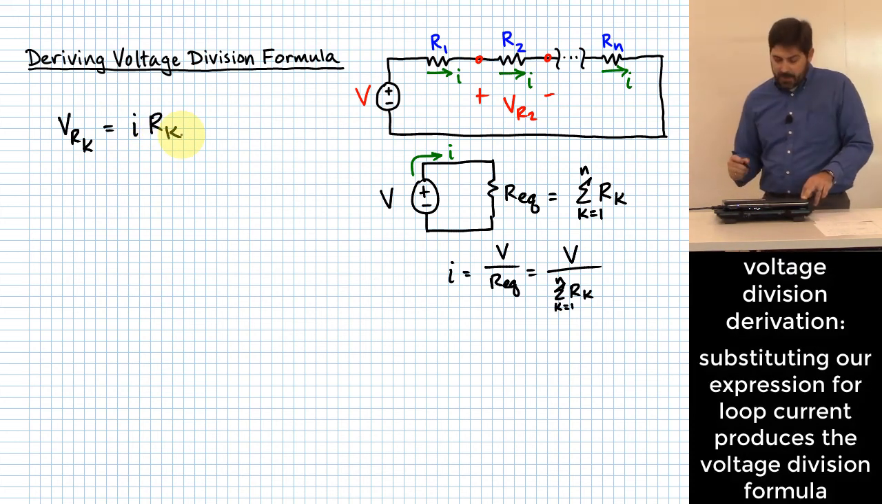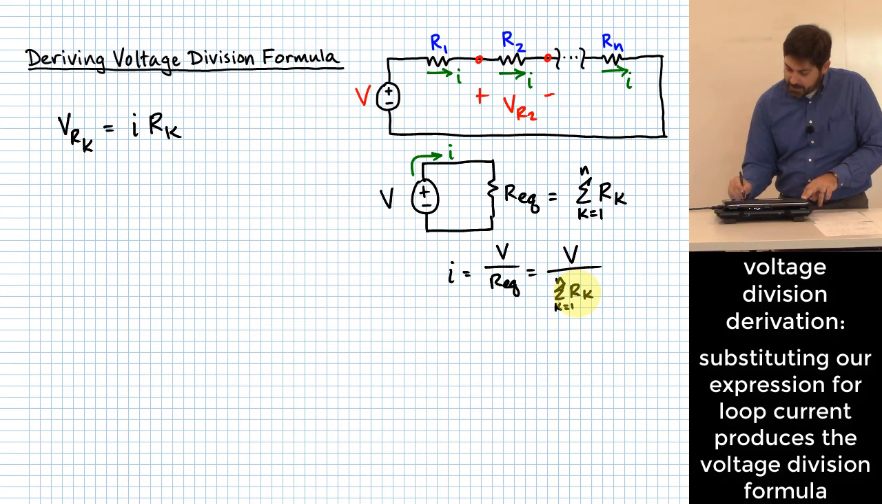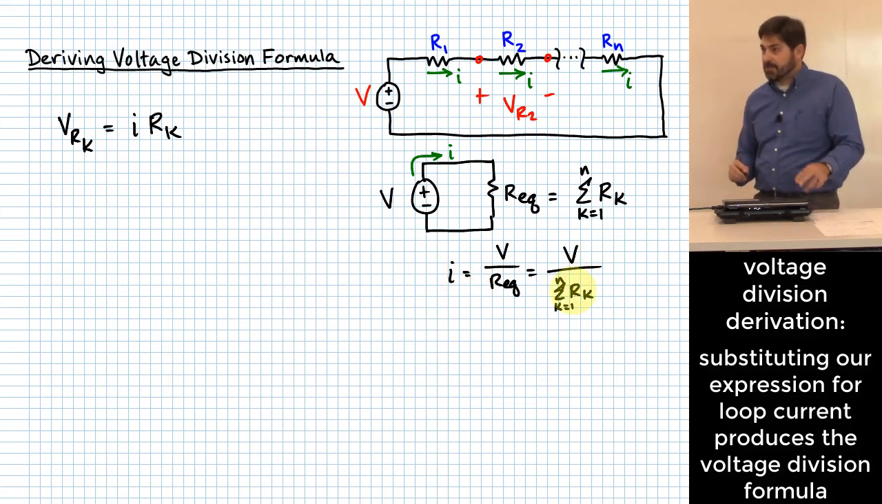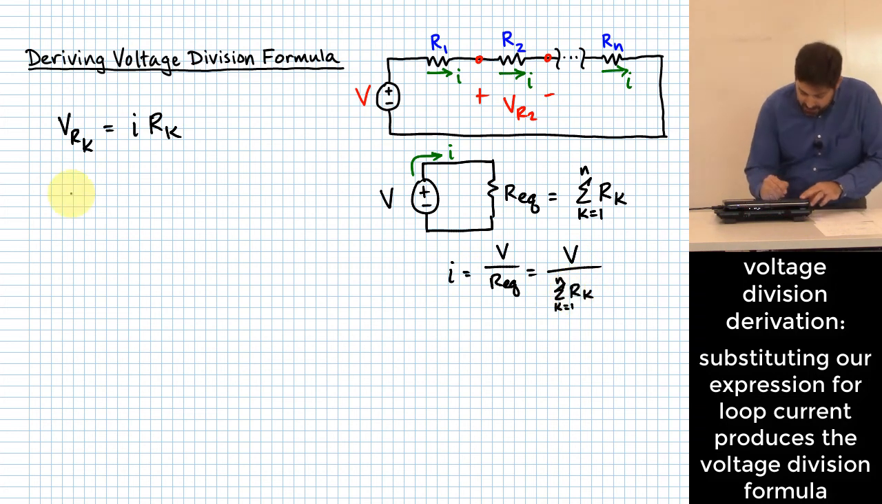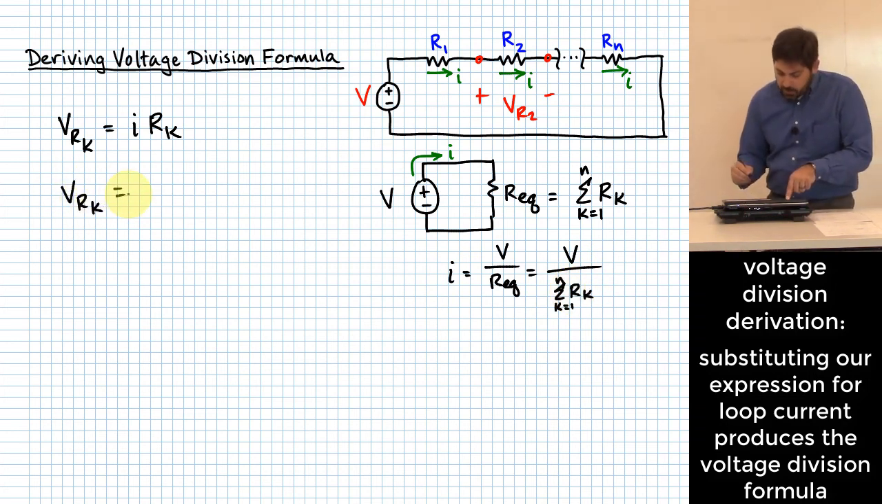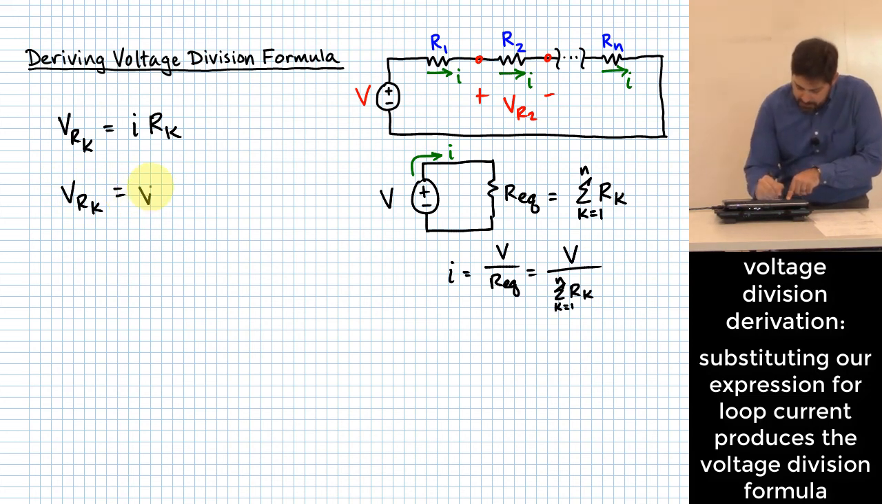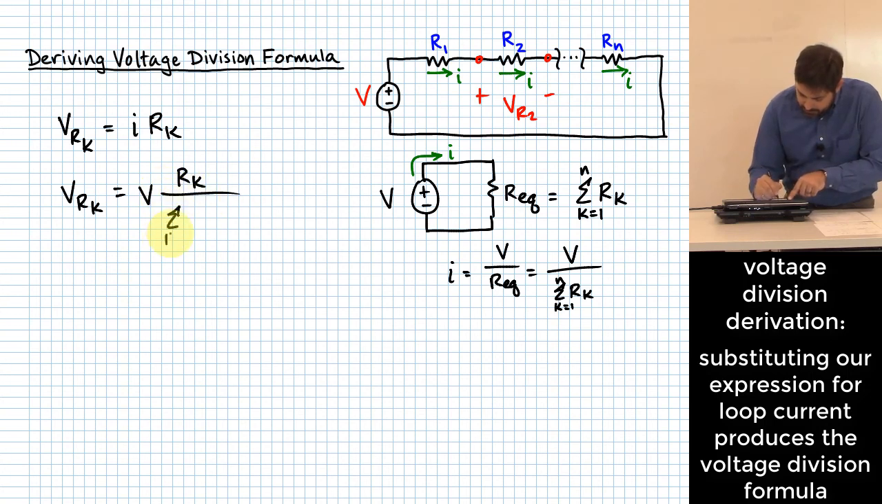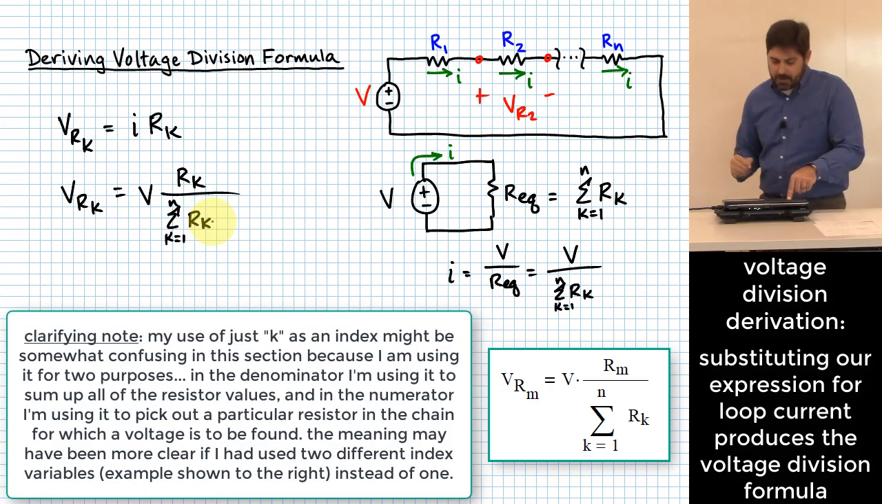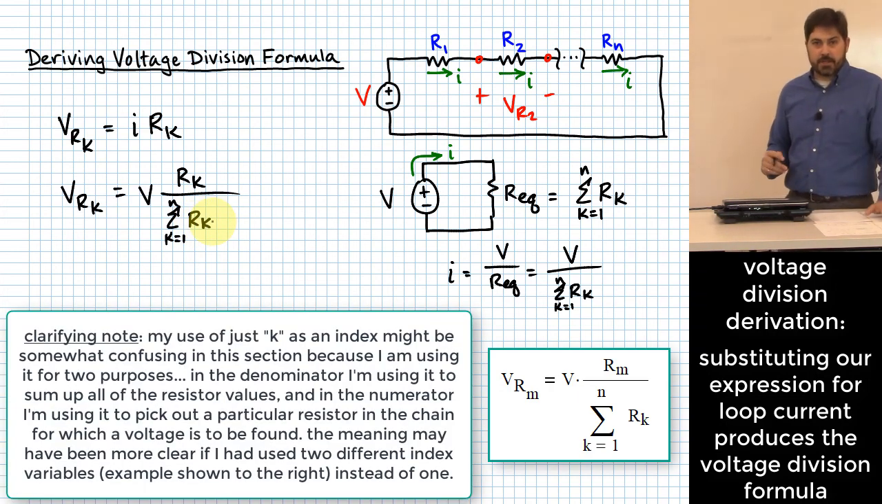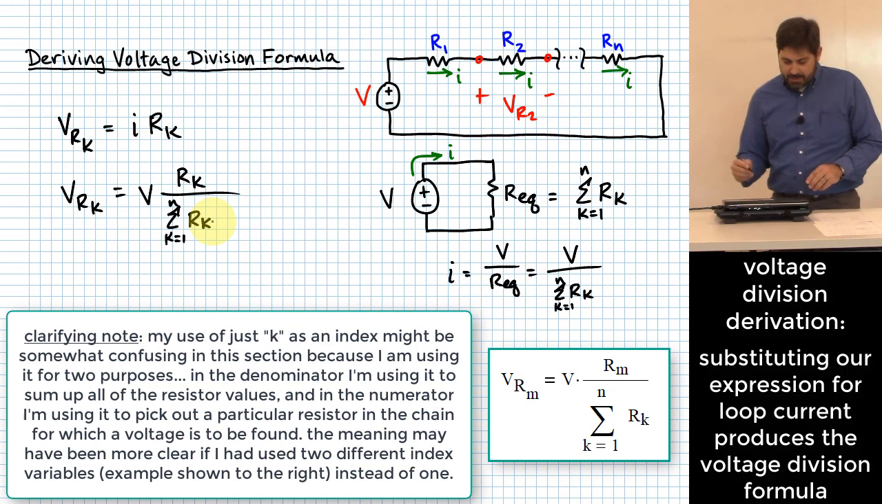Right? But if I do a substitution, because I just down here found that I was equal to V over the sum of all these RKs, I can change this and say VRK is going to be equal to, let me just keep V out by itself, and label this as RK over this sum of K equal 1 to N of RK. This is the fancy math notation to say what we're trying to say.